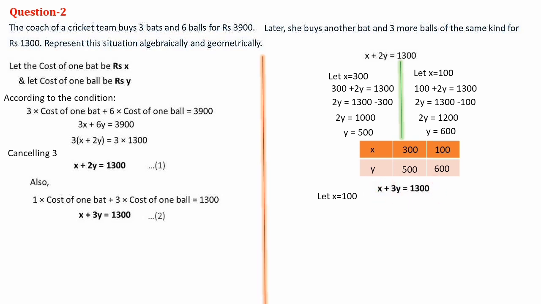How, in the sense, here if you take x as 100, it goes to the right side, minus 100, so we will be getting 1,200. That 1,200 is easily divisible by 3. So 100 plus 3y is equal to 1,300. Then 3y is equal to, this 100 will go to the right side, that is minus 100. So 3y is equal to 1,300 minus 100 is 1,200. Then y is equal to 1,200 divided by 3, that is equal to 400.